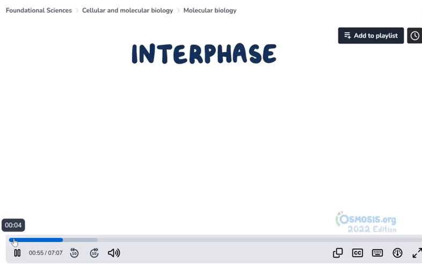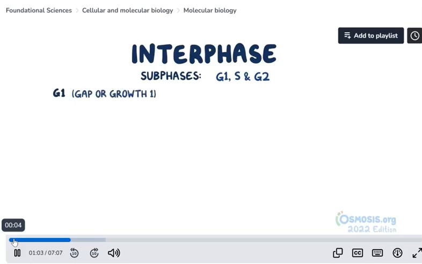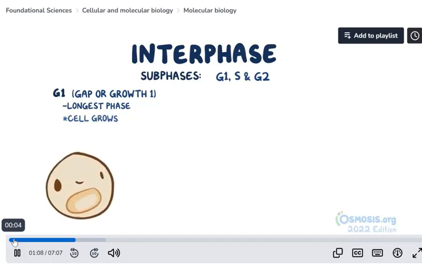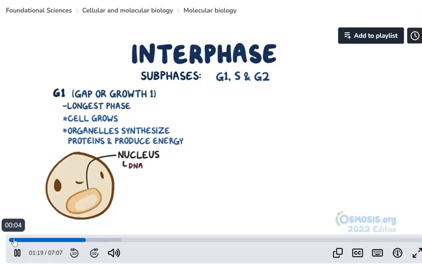Now, interphase can be broken down into three subphases, G1, S, and G2. G1 stands for gap, or growth 1, and it's the longest phase of the cell cycle. During G1, the cell mostly grows, and the organelles take care of regular cellular business, like synthesizing proteins and producing energy. Inside the cell nucleus, there's our DNA, organized as chromosomes. And during G1, each chromosome is made up of a single, thin spaghetti of DNA, called a chromatid.